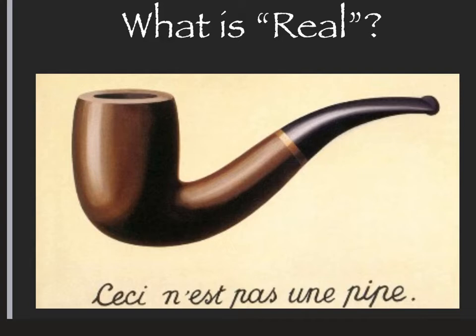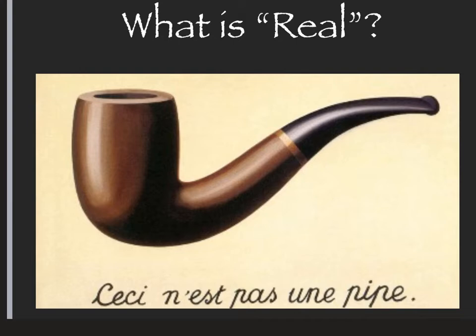So, what do you see here? What is this? Probably many of you said a pipe, which it certainly seems to be. But can any of you translate the French writing at the bottom of the image? It says, this is not a pipe. Well, what's that about? Okay, so this is a painting by the French artist René Magritte.